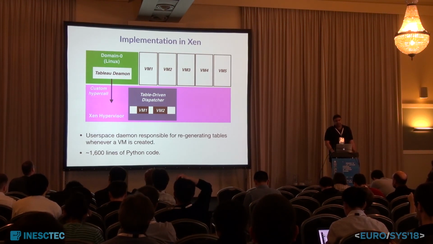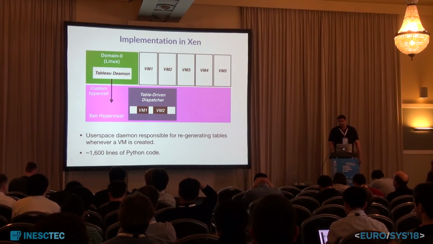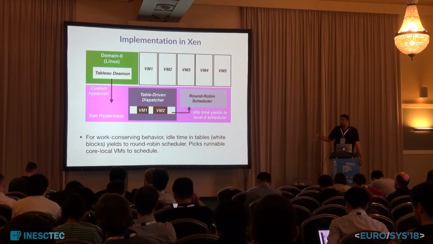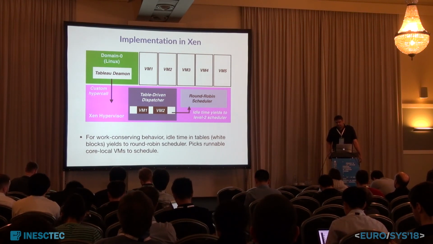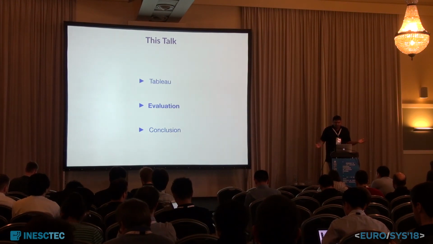However, there are cases where you want work conserving behavior, in particular with regards to mean latency. And so what we do is have a second level scheduler that takes over whenever the first one idles, and it picks runnable core local VMs to schedule. And that's it. That's the whole design of Tableau, and it's an intentionally simple design. So does it actually work?